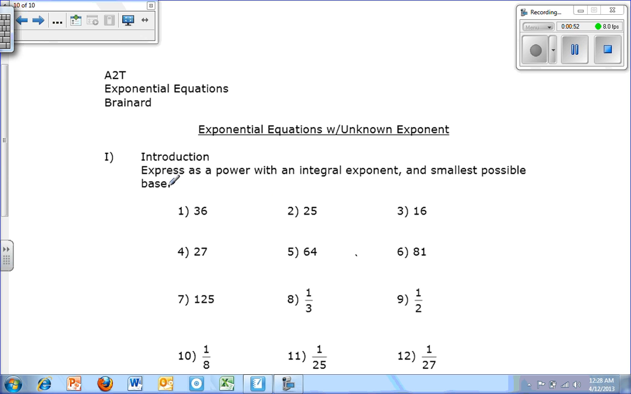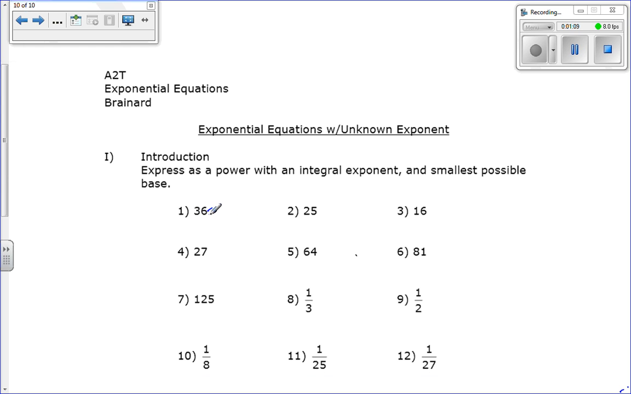The first thing we need to do is express each power with an integral exponent. An integral exponent just means a positive or negative whole number and not a fraction. And the smallest possible base. Well, if I want to change how 36 looks, what I would do is write it as 6 squared. 25 is 5 squared.